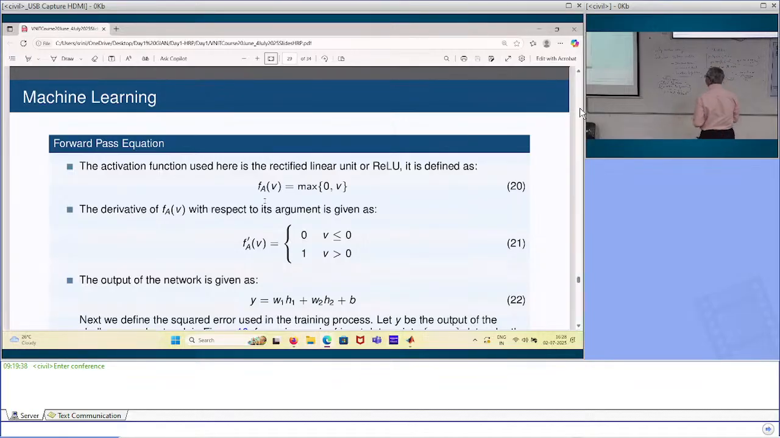Equation 20. Draw it. It is a function, just draw it. The input is V, the output is f(V).